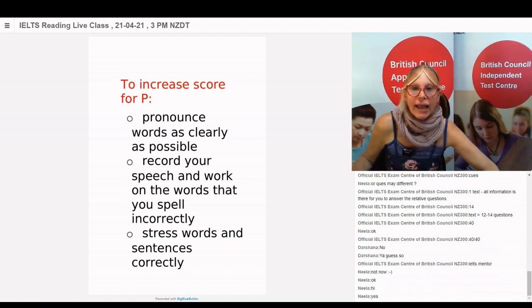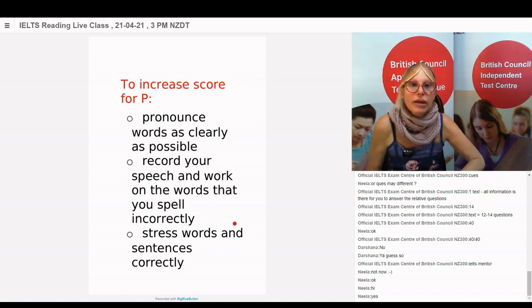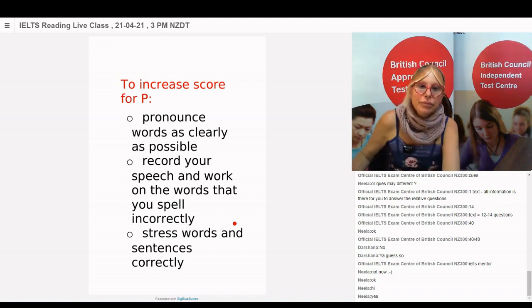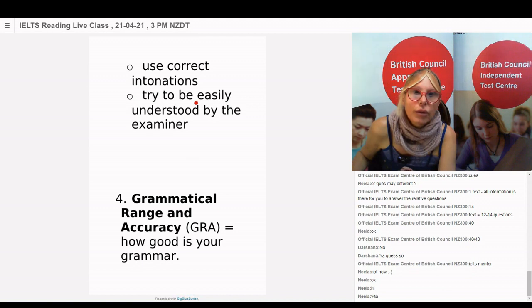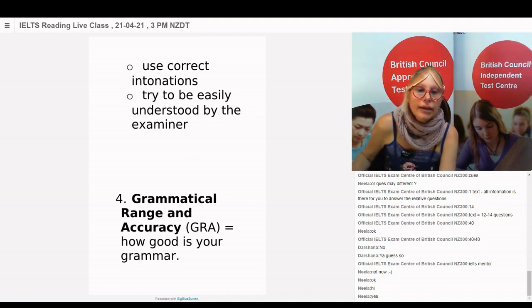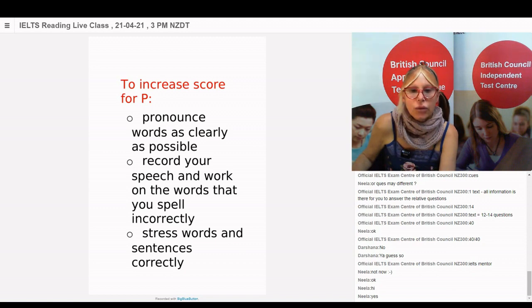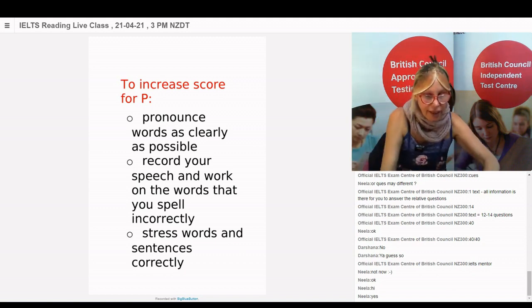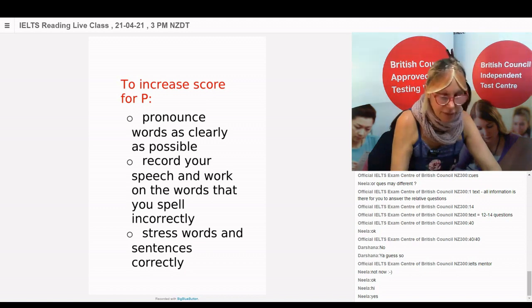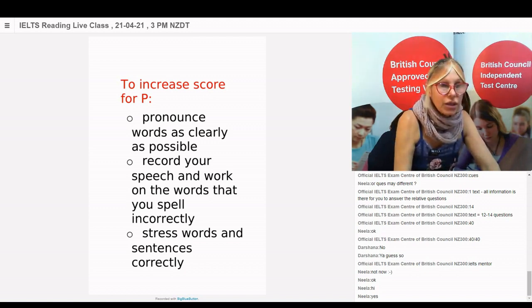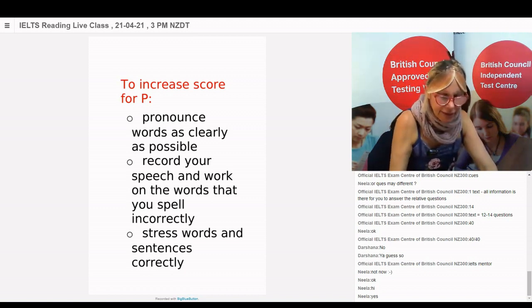And Manjit, hi. So one of the best ways to improve your pronunciation is, it doesn't mention it here, although it might, use correct intonation. My advice for how to practice pronunciation, let me just type it in here, the best way to improve pronunciation is to listen carefully to native speakers.